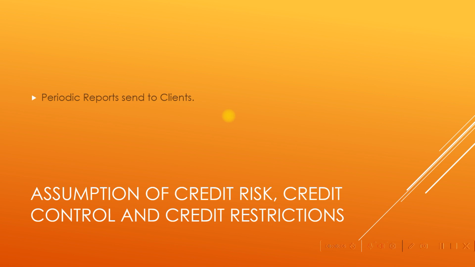These periodic reports are made after getting an assessment on reports such as credit reports, bank reports, trade references, and financial statement analysis made from current ratio, quick ratio, return on investments, and net profit margin. So this completes assumption of credit risk, credit control, and credit restrictions. So this also completes financing working capital factoring. Thank you.